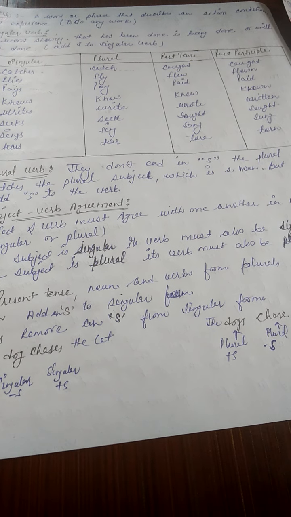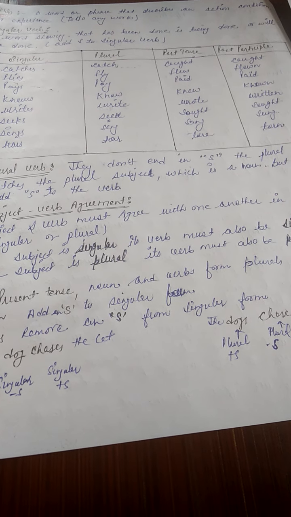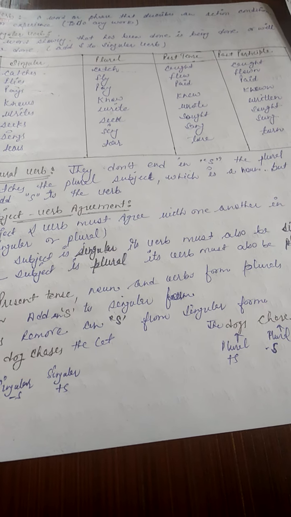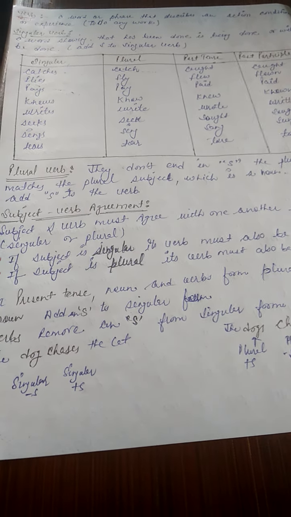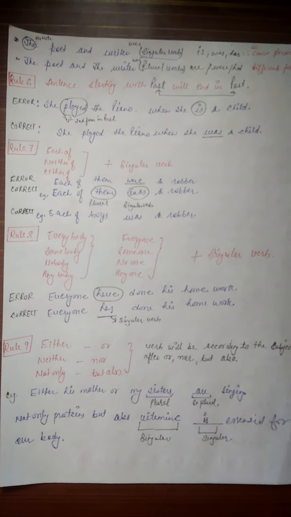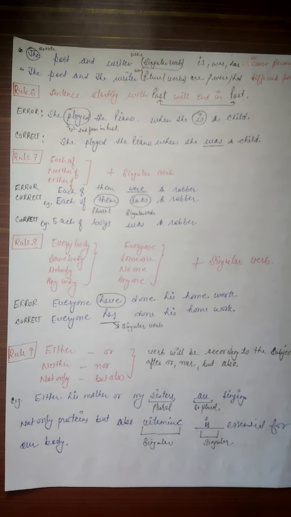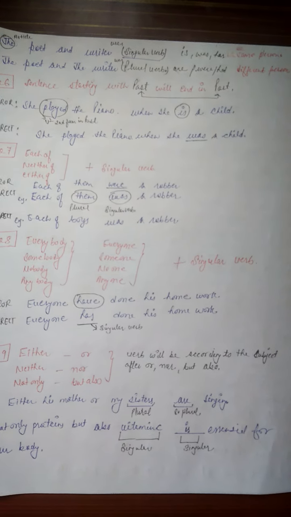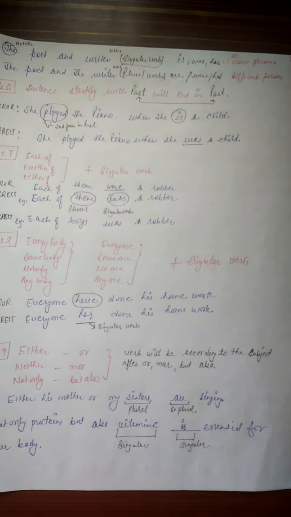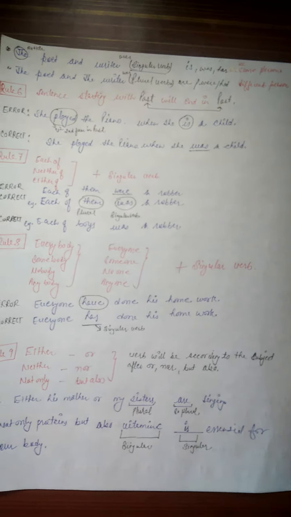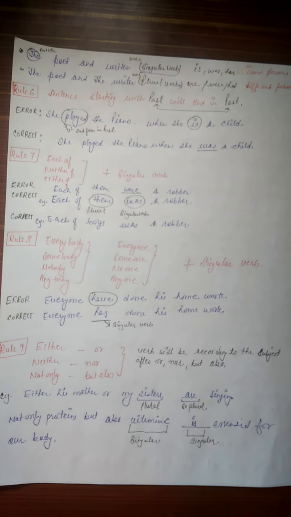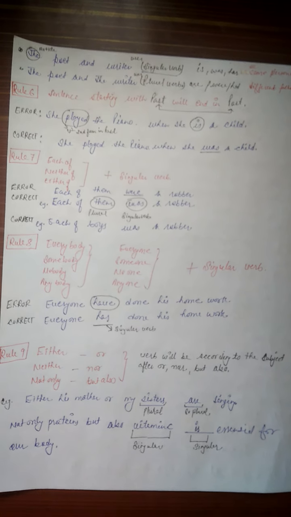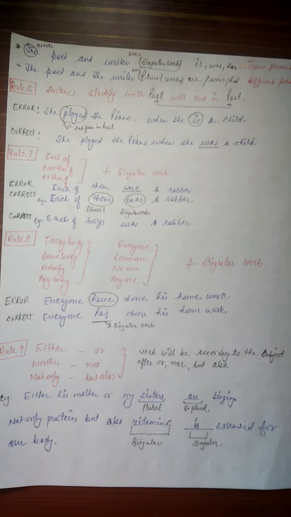So we have completed almost 8 rules. Now we'll start with rule number 9. With either or neither, not only but also, verb will be according to the subject after or nor but also. So for example, either his mother or my sister are singing.